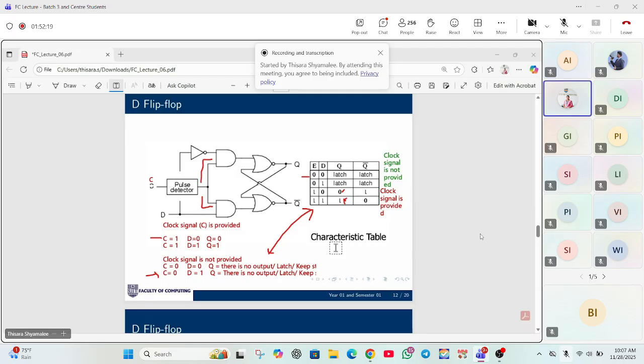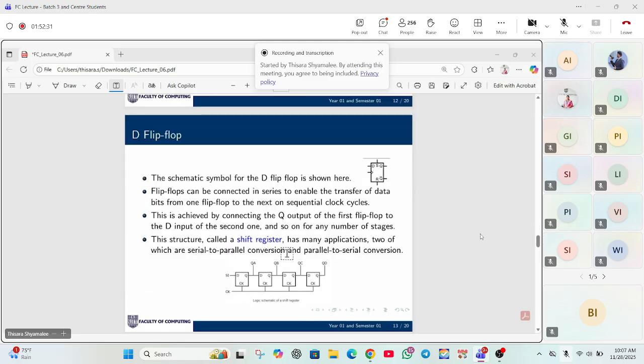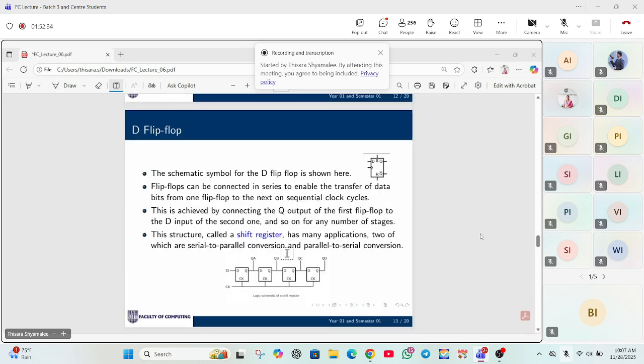That is the D flip-flop. When talking about this slide, the schematic symbol for the D flip-flop is shown here. This is the schematic symbol.